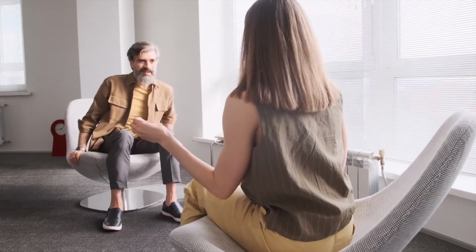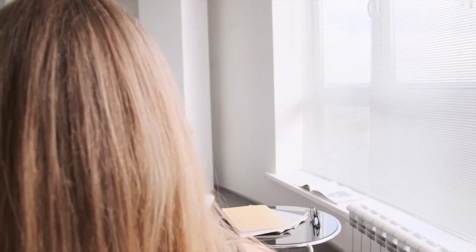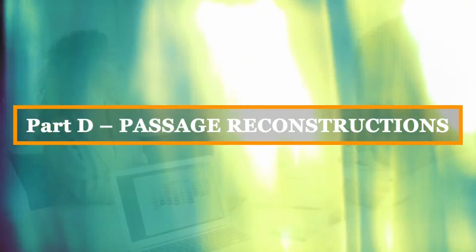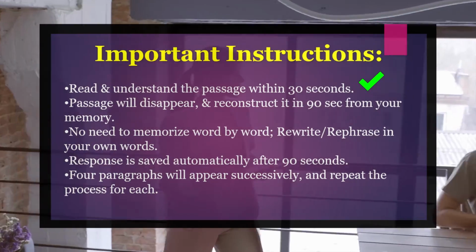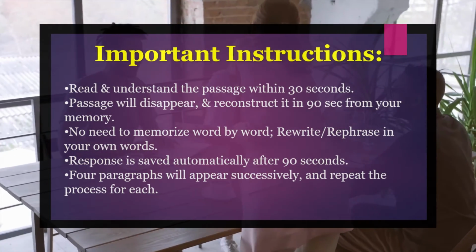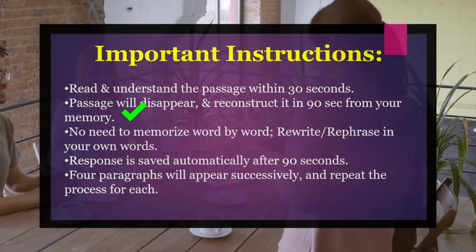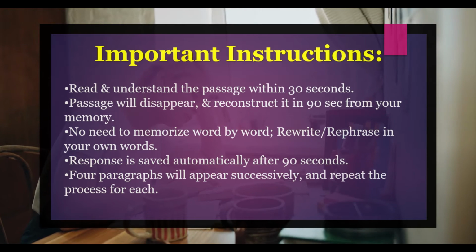Just before we understand this section, I would like to highlight that both section 4 and section 5 are the sections that produce the highest scores in this test, so pay extra attention. Section 4, Passage Reconstruction. In this section, a passage will appear on your screen and you must read and understand the content of the passage within 30 seconds. After 30 seconds, the passage will disappear and a new screen will appear with a box. Here you will have 90 seconds to retype the entire passage from your memory, as the passage will disappear and nothing would be there on the screen.